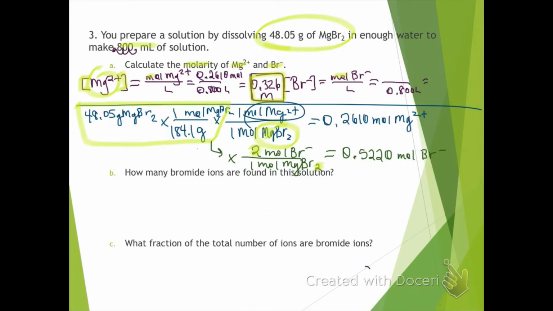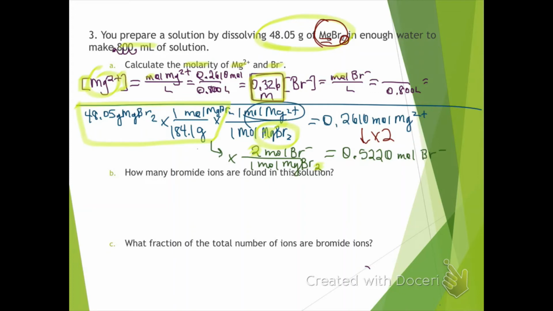One thing to notice about this is just double our moles of magnesium ions, which should make sense considering we have MgBr2. We have 2 times as much bromide as we have magnesium in that compound. So we see that here. So that could be a shortcut for you as you're going through and solving this problem.